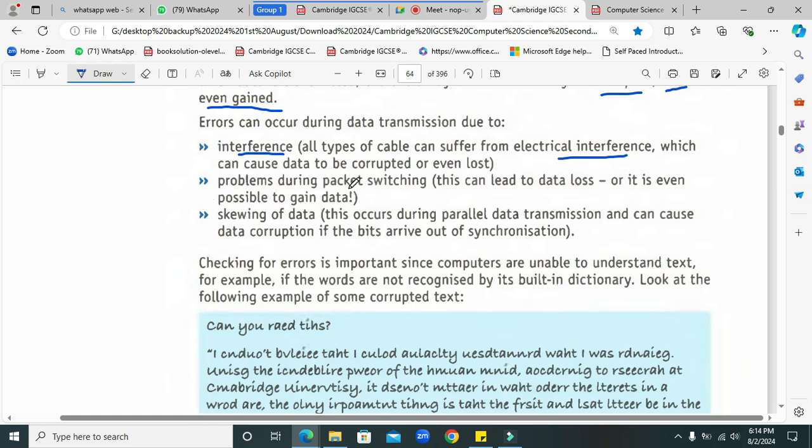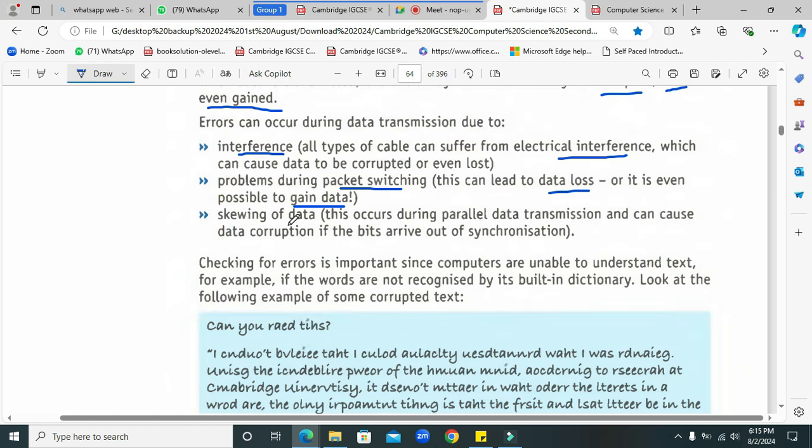Problems during packet switching: when we are using packet switching techniques to transfer our data across different routers using datagrams or data packets, this can lead to data loss or even the possibility of gaining data.